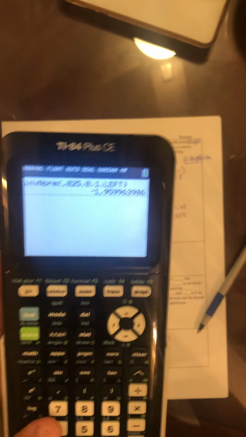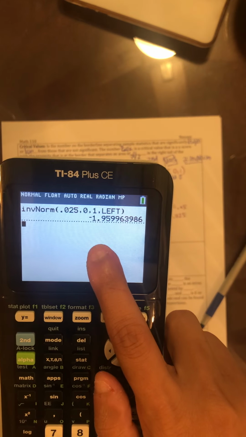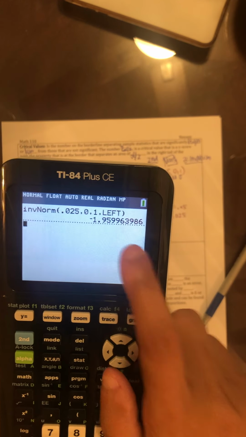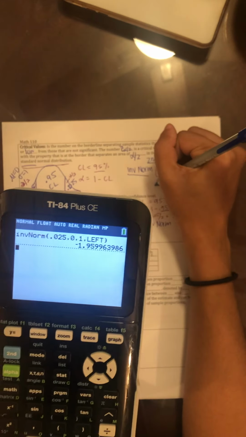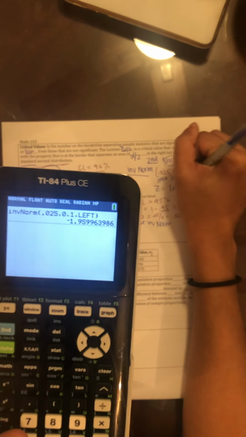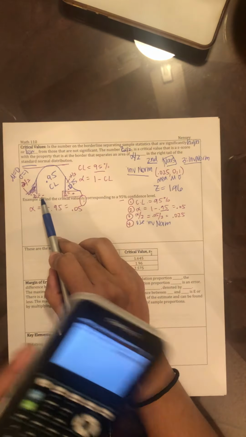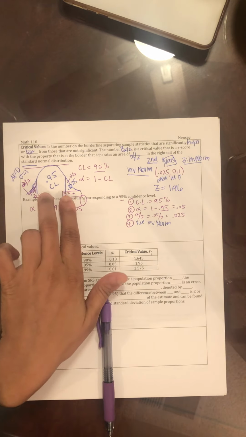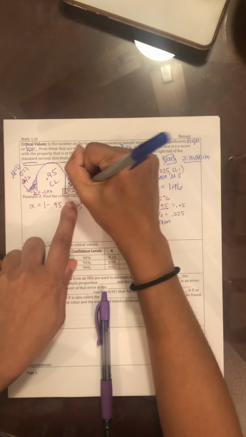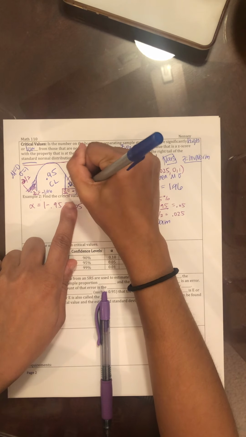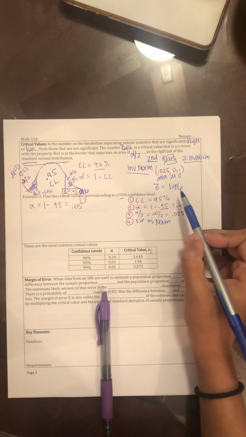Now, how many decimal places do you want to round to? You want to round to 3, always. If you look at it, this is negative 1.9599, so the 9 bumps that 9 to a 0. So in this case, your z is equal to 1.96. And you're like, but it's negative. Yes, but remember this number and this number are actually the same number. This is just the negative of 1.96, and this is the positive 1.96. So we're going to stick with the positive value.